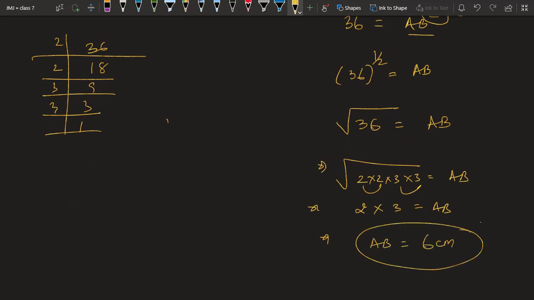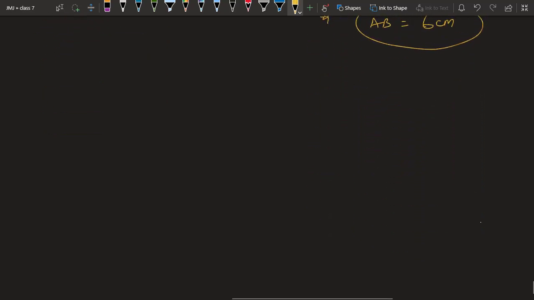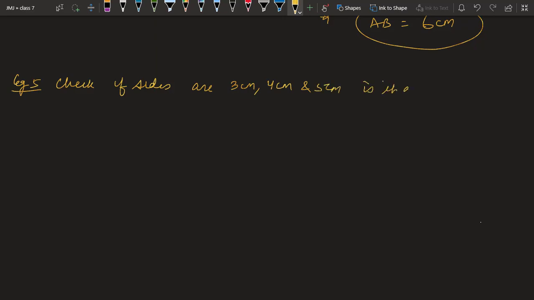That's it. Now one more type of question comes where we have to verify whether the given 3 sides are sides of a right angle triangle or not. So a type of example may come like example number 5. Here they are saying determine whether the triangle whose lengths are 3, 4 and 5 is right angle. We have to check if sides are 3 centimeter, 4 centimeter and 5 centimeter. Is it a right angle triangle?